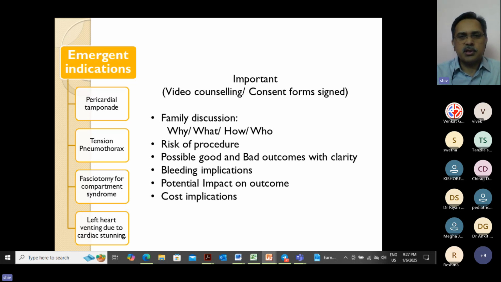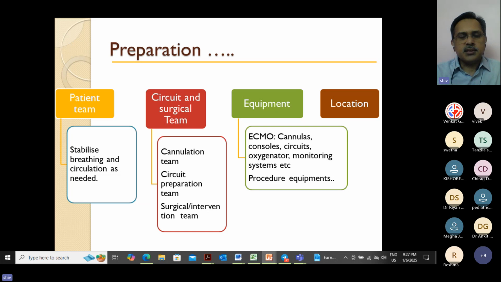So all these need to be clearly discussed, documented, and preferred would be to have a video counseling before we go into these adventures. The second thing is to prepare well. However much you prepare, it's never sufficient, but we have to make sure that you have enough team members.